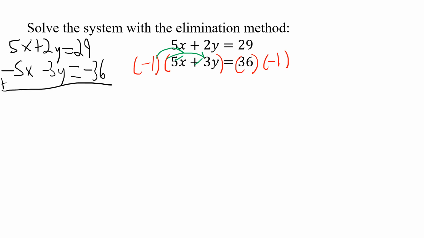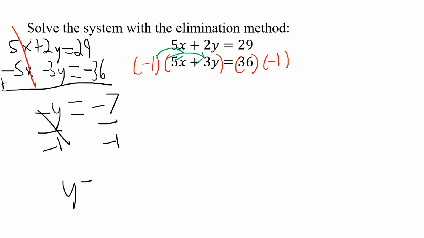So 5x minus 5x, that's just going to cancel. 2y minus 3y, well, that's just going to become a negative y. Got to bring that equal sign down. And 29 minus 36, well, if you're not confident, you can use your calculator for that. But what you would wind up getting is negative 7. So we get negative y equals negative 7. And all we have to do to get y by itself now is divide both sides by negative 1. And we get y equals 7.